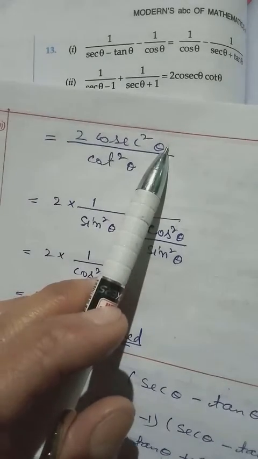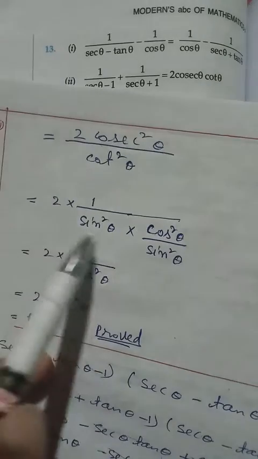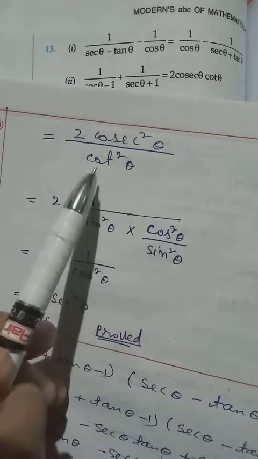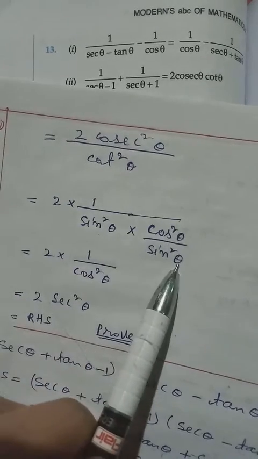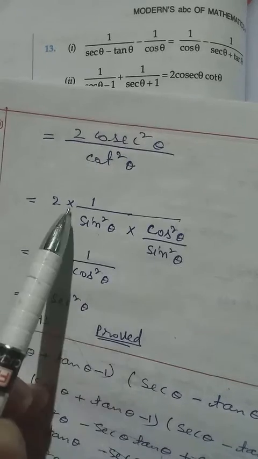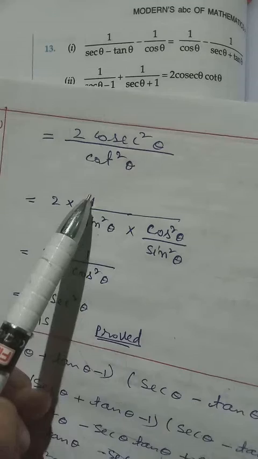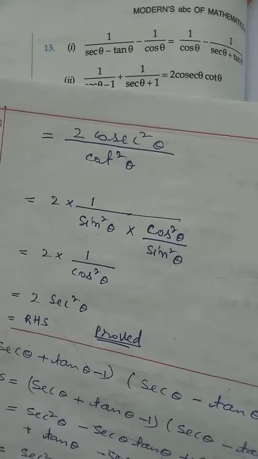Cosec theta, from the relation we know it is 1 by sine. Since here we have square, let's put square. Cot square theta is below, so the relation of cot square theta we know is cos square theta by sine square theta. So sine square theta, we can cancel, 2 remains. So 1 by cos square theta, it is equal to sec square theta, which is equal to the right hand side.